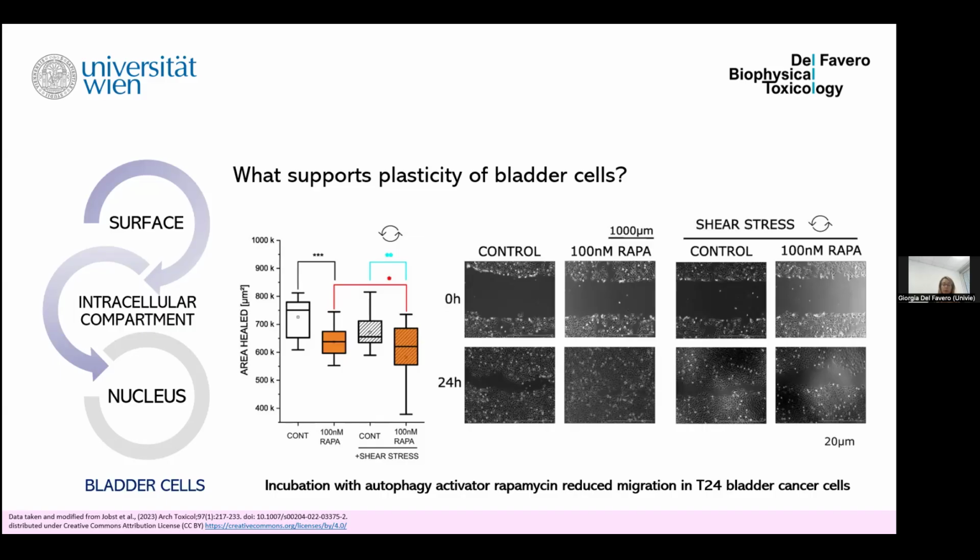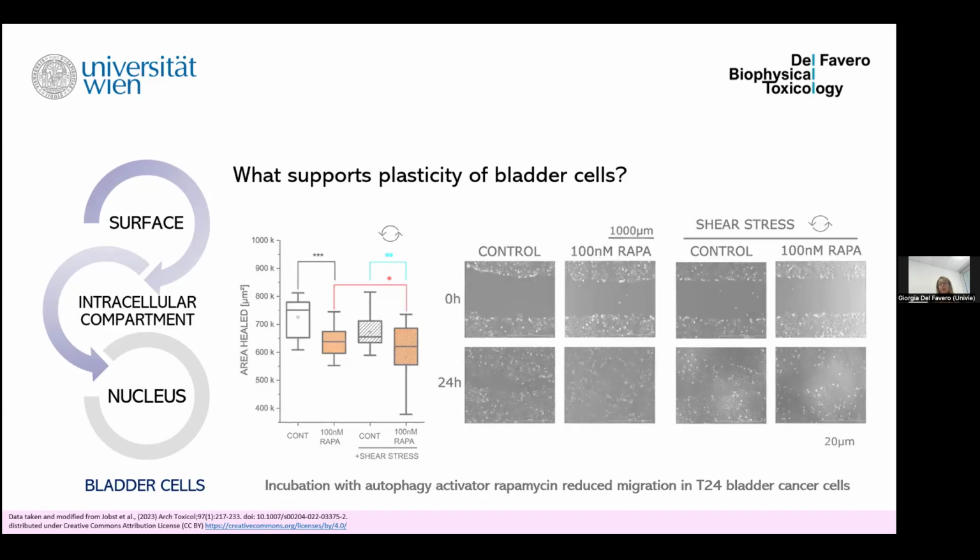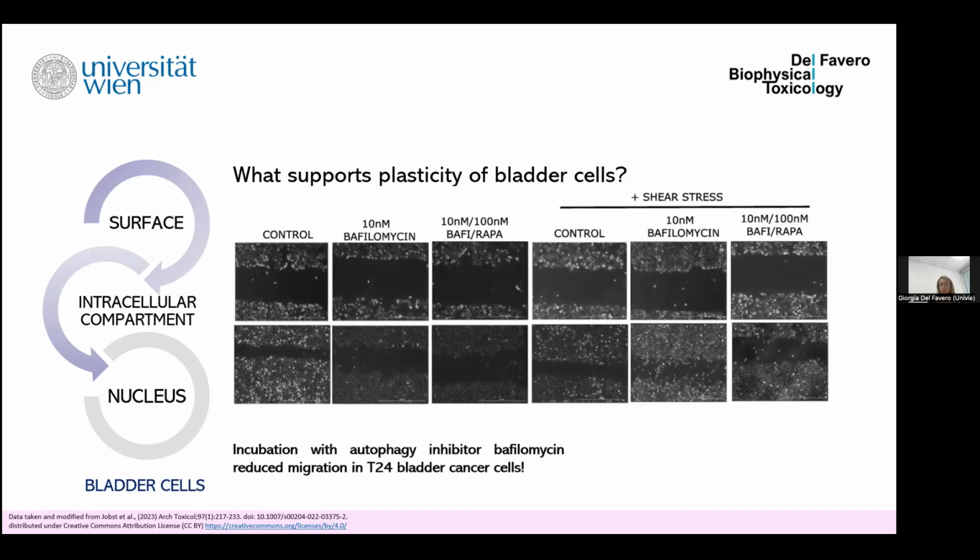We also repeated the experiments in presence of shear stress. And what we could actually see here was a further decrease of the cell movement, also compatible to the response we obtained with the microfluidic system. So we thought maybe similar molecular mechanisms might be involved here, like we previously observed for the DON. So we repeated the experiments in presence of autophagy inhibitor. This time we used bafilomycin. And we also combined bafilomycin together with rapamycin, following a similar layout as we previously described.